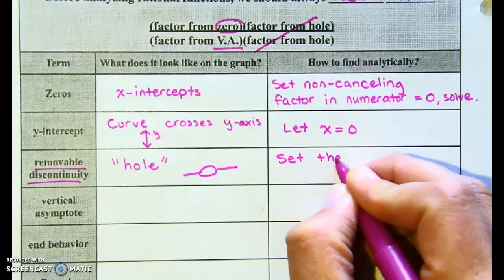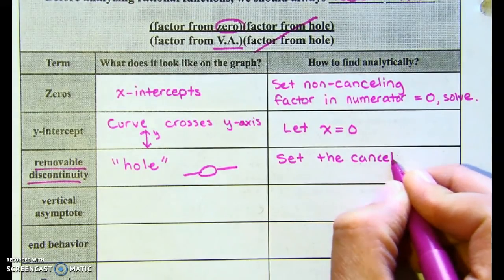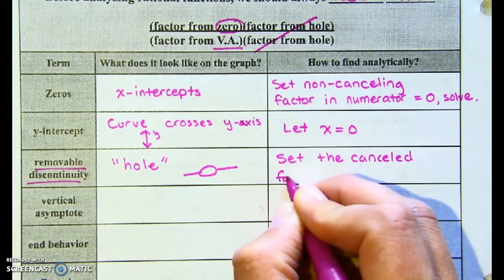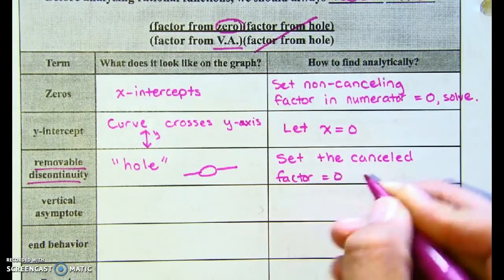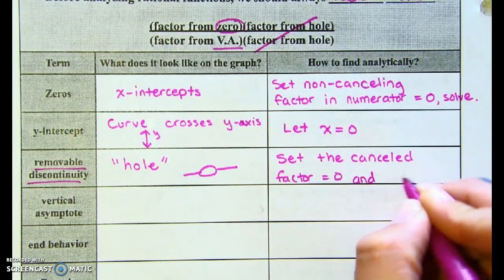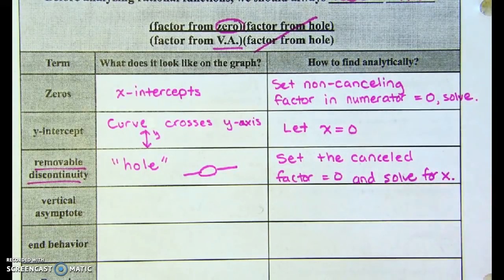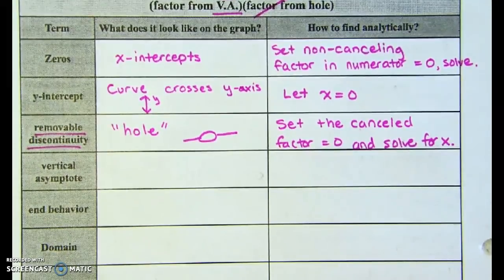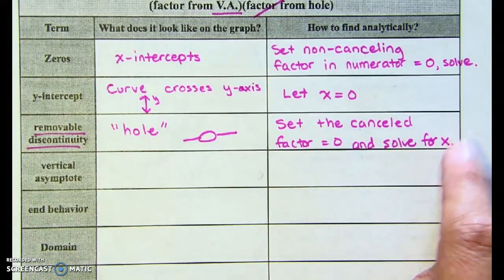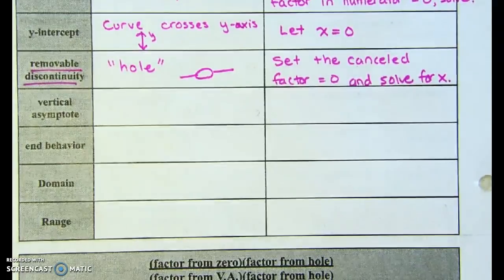Set the canceled factor, F-A-C-T-O-R, equal to 0 and solve for x. So when your factor cancels, you set that equal to 0 and solve for x, and that's your hole. Actually, that's the x value of the hole. To find the y value, you plug the x value in to find the y value.